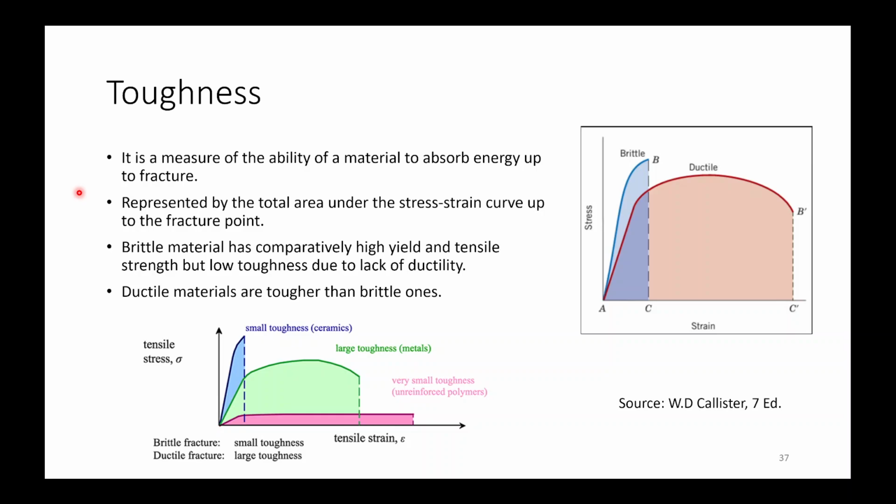It is represented by the total area under the stress strain curve up to the fracture point. Brittle material has comparatively high yield and tensile strength but low toughness due to lack of ductility. And ductile materials are tougher than brittle ones.